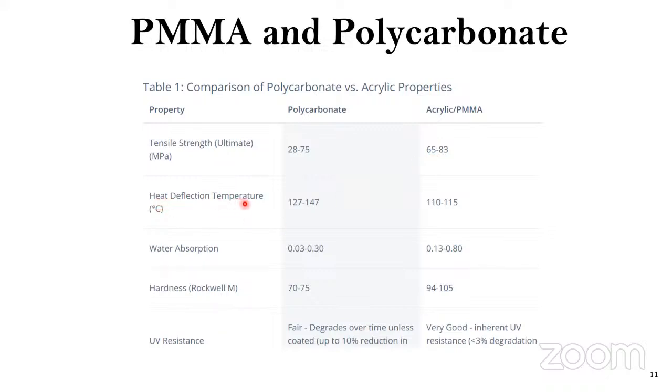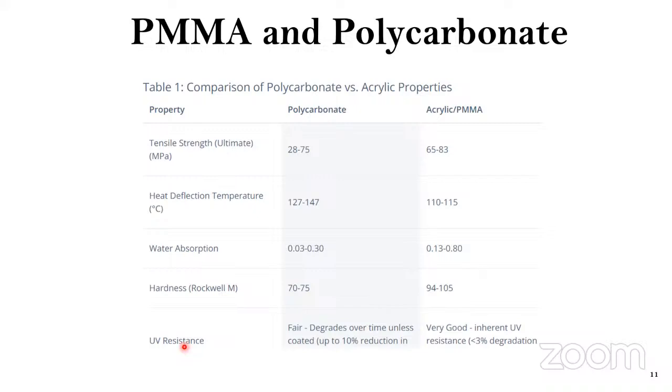Then the heat deflection temperature is 127 to, that is also somewhat different, because polycarbonate has the presence of the benzene group in it. Water absorption, if you see, PMMA may have a little bit more water absorption as compared to polycarbonate. Hardness, Rockwell M, is the instrument where we calculate the hardness of that particular material. So PMMA may have more hardness.